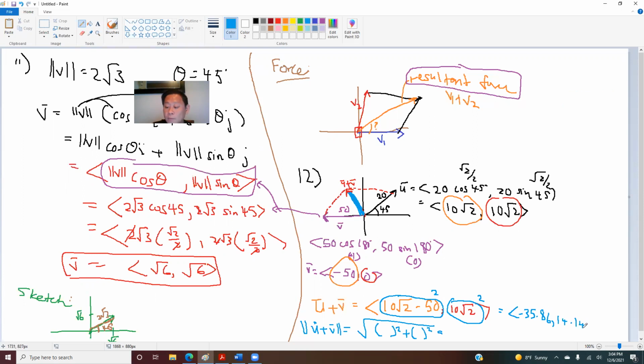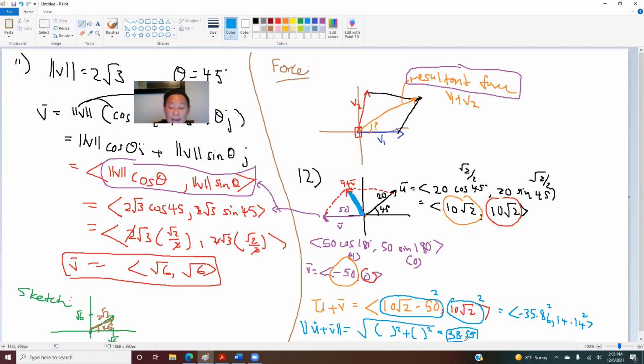Okay, so in order to find the magnitude, I just square this one plus the square of that one. Again, don't forget, when you square this, it is positive. So what is 35.86 squared plus 14.14 squared? Then you take the square root of it. So this magnitude is going to be 38.55.